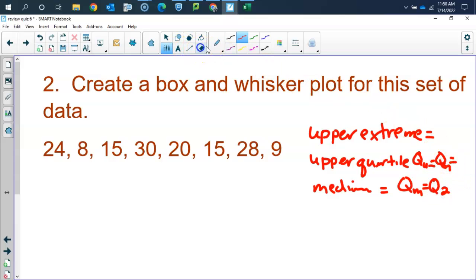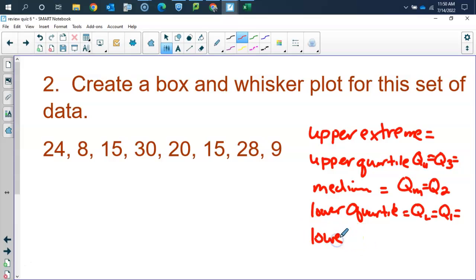This can also be, hold on, Q sub 3. Okay, upper quartile or Q sub 3. This is Q sub 2 or the median. Then we have our lower quartile, which is Q sub L or Q sub 1, and then your low extreme.